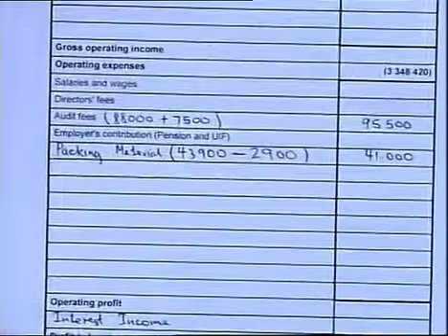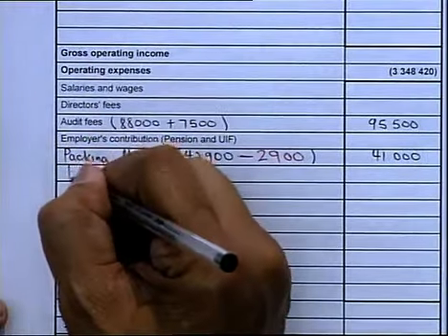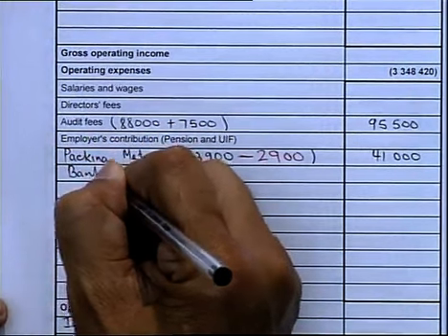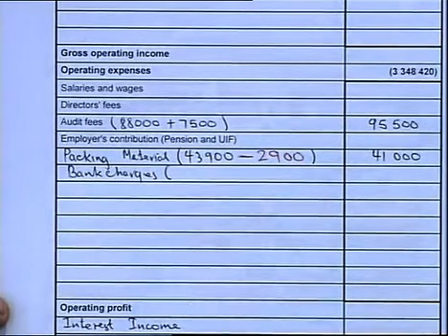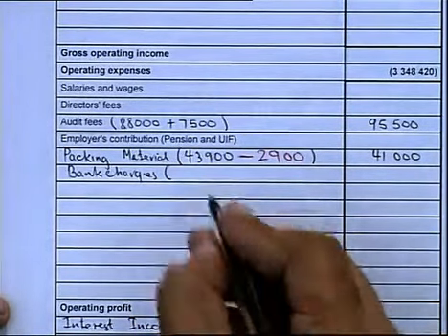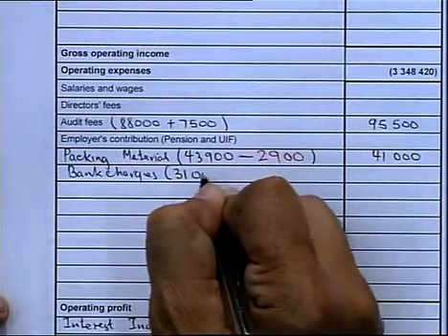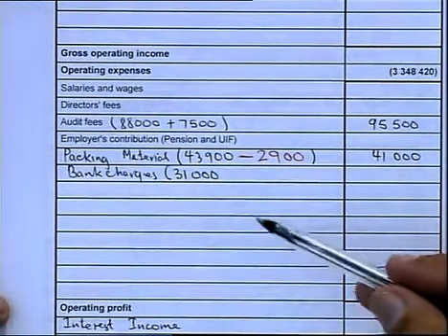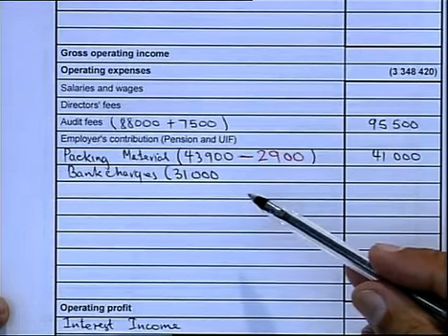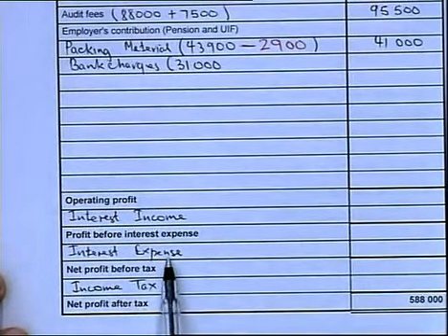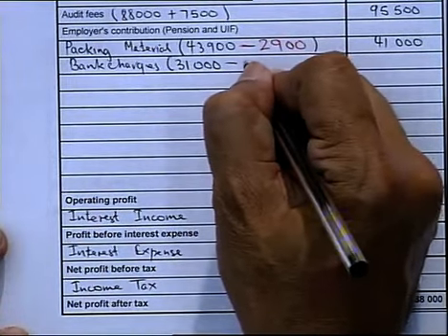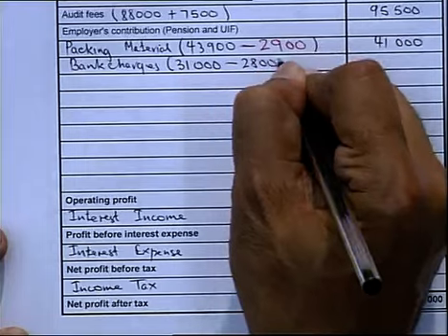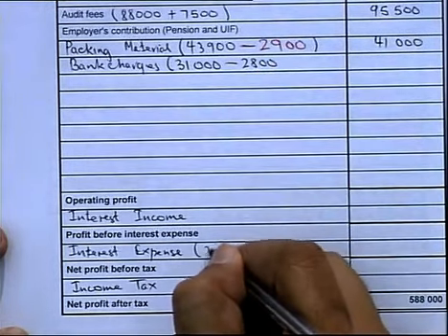Right, and the adjustment that we are dealing with has got to do with the bank charges. So we're writing in bank charges. The amount in the trial balance for bank charges is 31,000. Included in the bank charges is an amount of 2,800 that belongs to interest on overdraft. So we have to minus it from the bank charges and we have to add it to the interest expense portion.